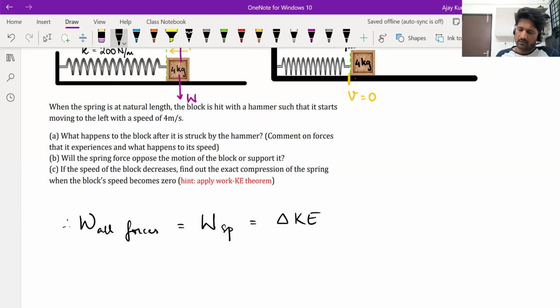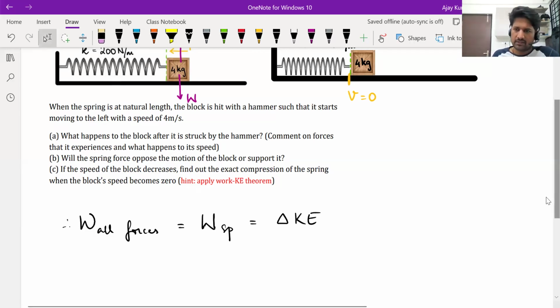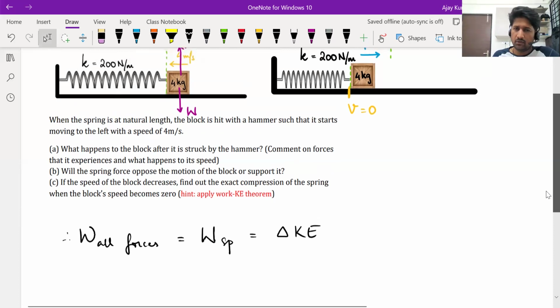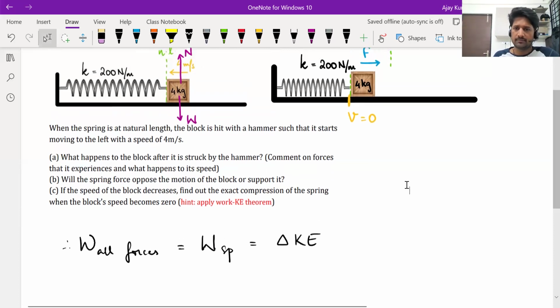Okay. One of you tell me from what we discussed in the last class, how do we calculate work done by spring force? What is the formula for spring force? Anyone?